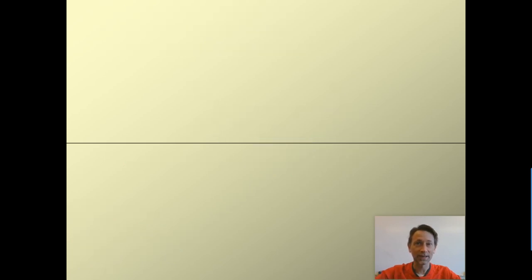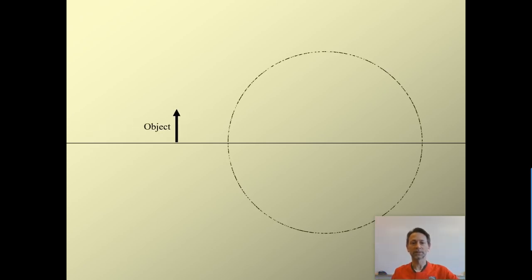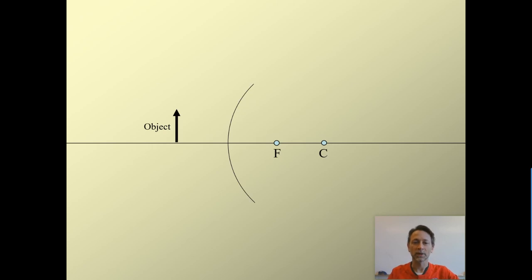Okay, next up is going to be a convex mirror. So the center of a circle, the center of curvature, is going to be in the middle there, and the focal point is going to be halfway between the mirror and the center of curvature. And so what we're going to do is draw our first ray. It goes parallel to the axis.